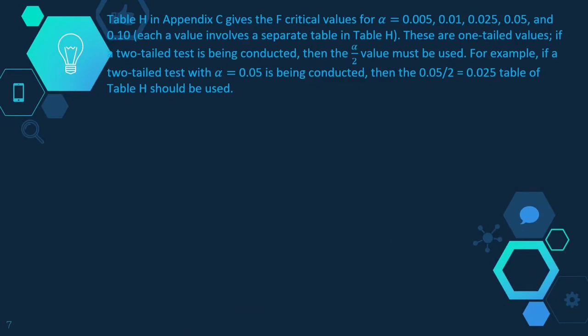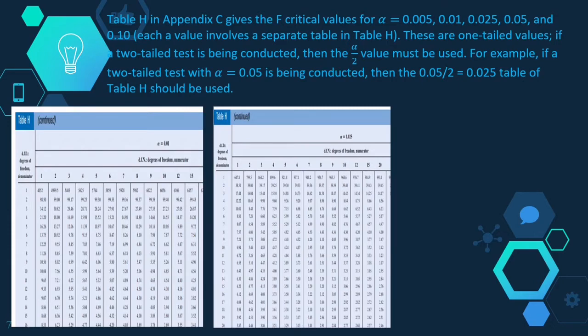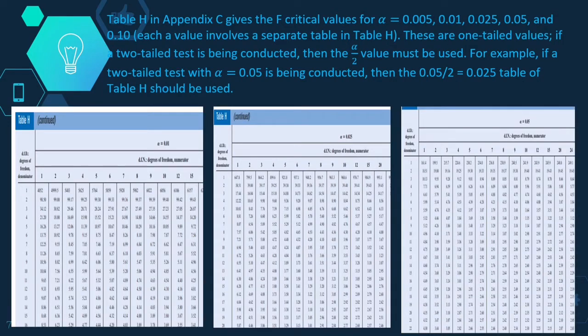Table H in Appendix C gives the F critical values for alpha 0.005, 0.01, 0.025, 0.05, and 0.10. Each value involves a separate table in Table H. These are one-tailed values. If a two-tailed test is being conducted, then the alpha over 2 value must be used. For example, if a two-tailed test with alpha equal to 0.05 is being conducted, then the 0.05 is divided by 2, and we get 0.025. Then the 0.025 table of Table H should be used.